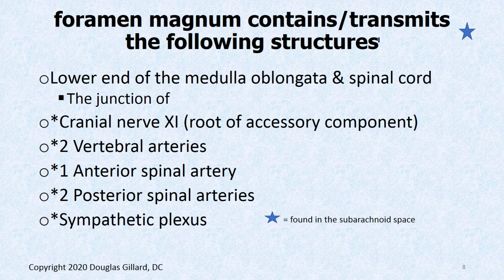So what comes out of the foramen magnum? Well, it transmits, meaning which structure goes through. So the junction between the medulla oblongata and the spinal cord itself goes through there. The cranial nerve 11, the accessory component of the spinal accessory nerve, goes through there. V3, the vertebral arteries go through there. 1 anterior spinal artery, 2 posterior spinal arteries, a sympathetic plexus.